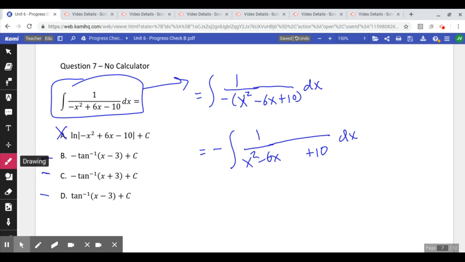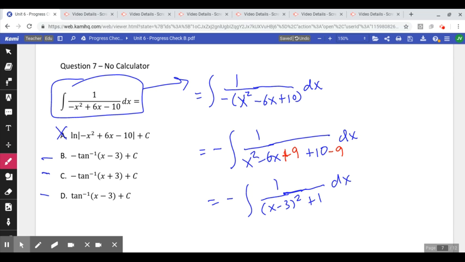Half of negative 6 is negative 3. Squared is 9. Now, in the denominator, I can't just go adding 9. I've got to offset that by also subtracting 9. When I do that, I'm going to wind up with 1 over x minus 3 squared, and then I'll also have a plus 1.